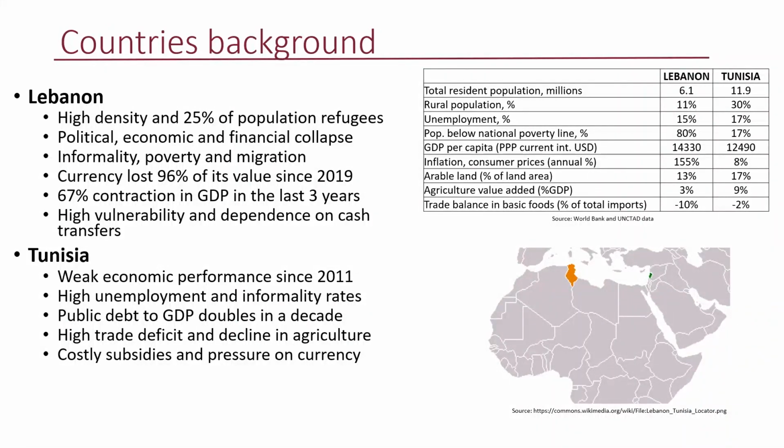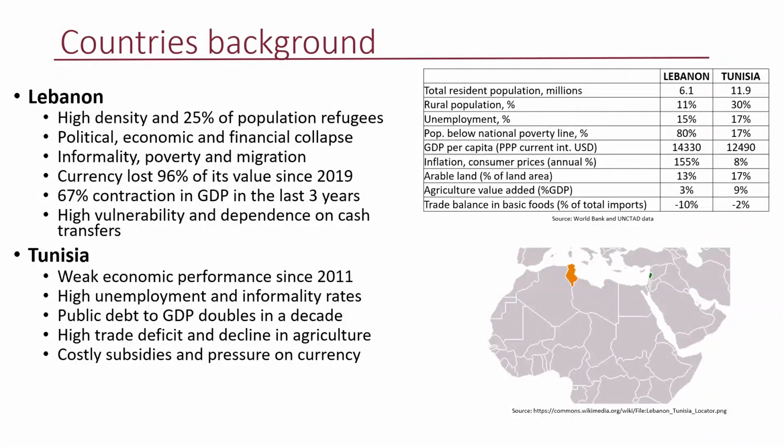And you can see in the small table on the slide some basic statistics about the economy and society of Lebanon, which has small arable land, 13%, a very small agricultural sector, and high dependence on trade for securing food supply.